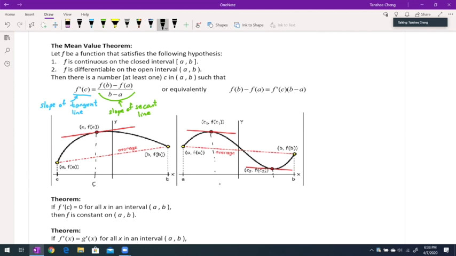And this c, depending on the function and the interval that you are talking about, there may be more than one case. Look at the second picture. You can see there are two tangent lines with the same slope as the slope of the secant line. So I have two different c. Are we all okay with this? You need to know the criteria of the mean value theorem so that you can apply it.